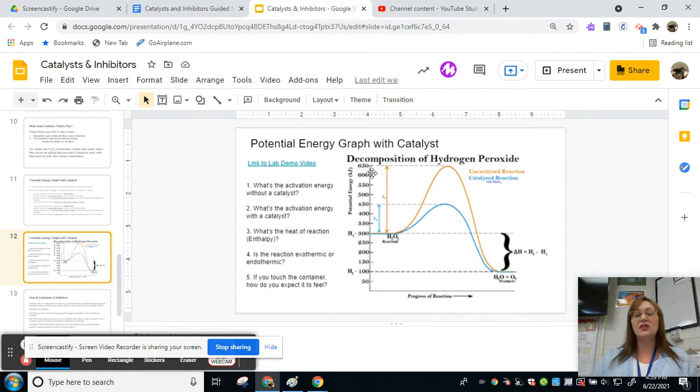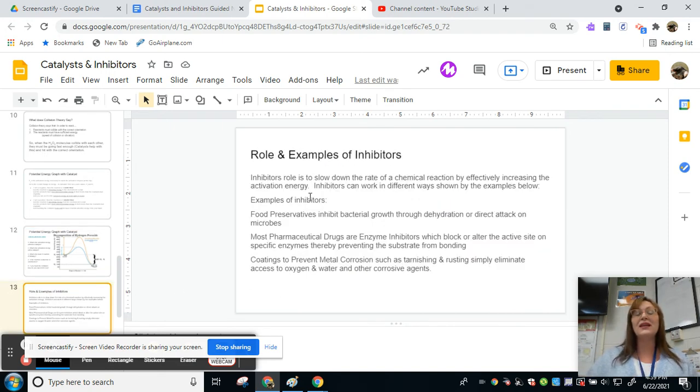Alrighty, so this was the potential energy graph for the decomposition of hydrogen peroxide with the manganese dioxide catalyst. Okay, let's take a look at inhibitors. So remember, catalysts and inhibitors are sort of flip sides of the same coin. A catalyst is going to lower activation energy and make a reaction rate go faster. An inhibitor does the exact opposite. It raises activation energy so that the reaction rate goes more slowly. So their role is kind of to slow down chemical reactions by increasing activation energy.